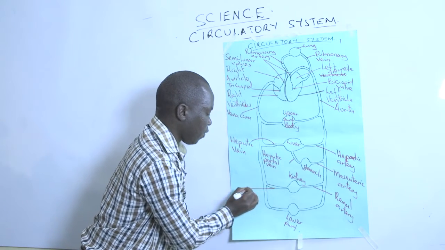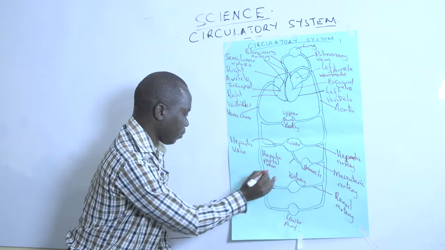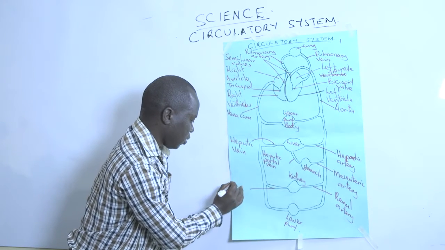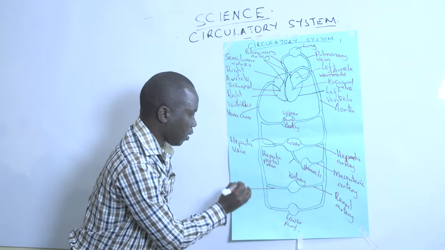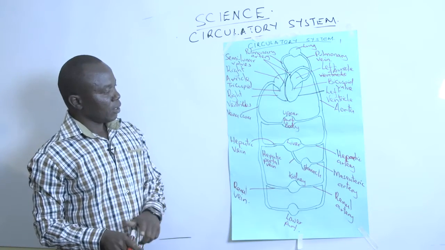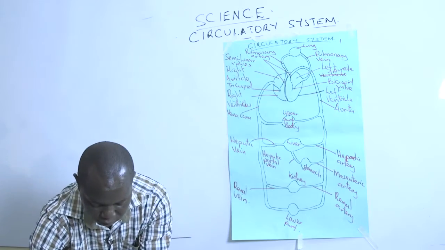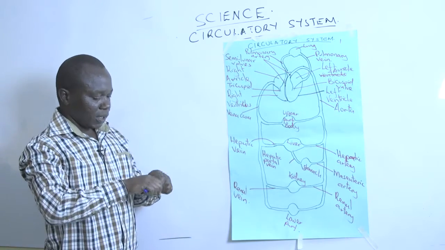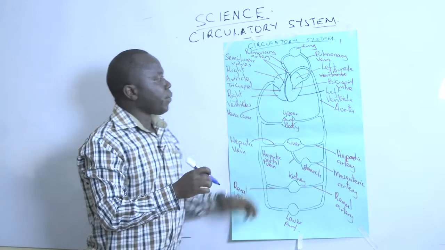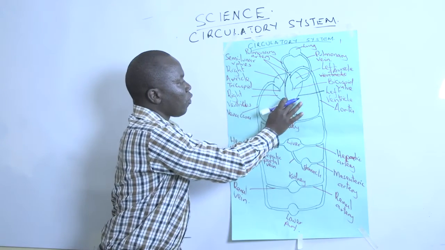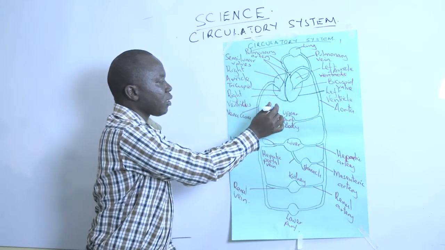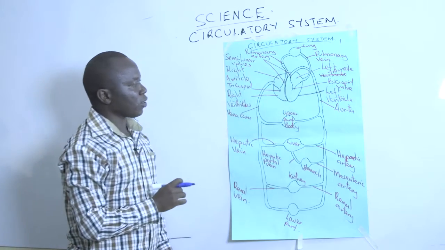And then from the liver, from the kidneys, is called renal vein. Renal vein. So let us go through the circulatory system. We have known the parts. So this left ventricle is the thickest of the two ventricles.